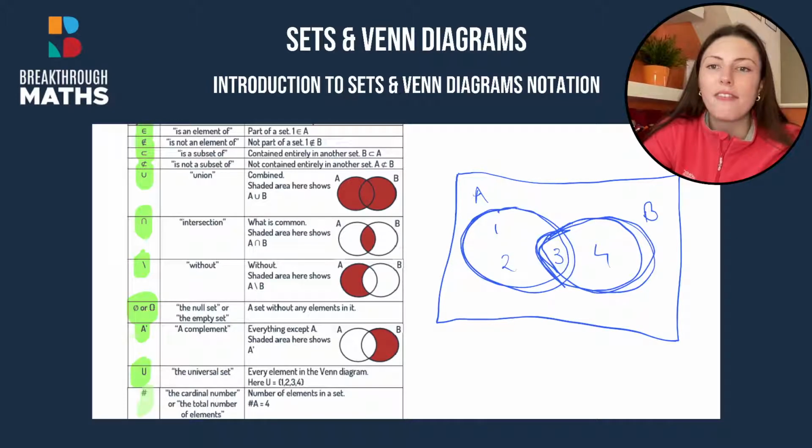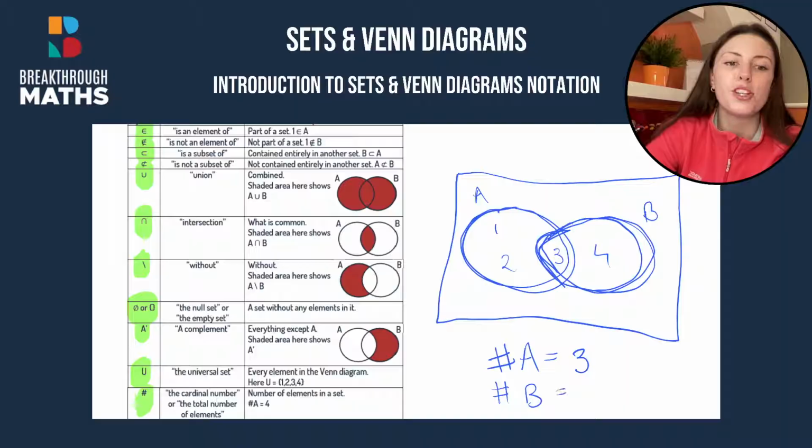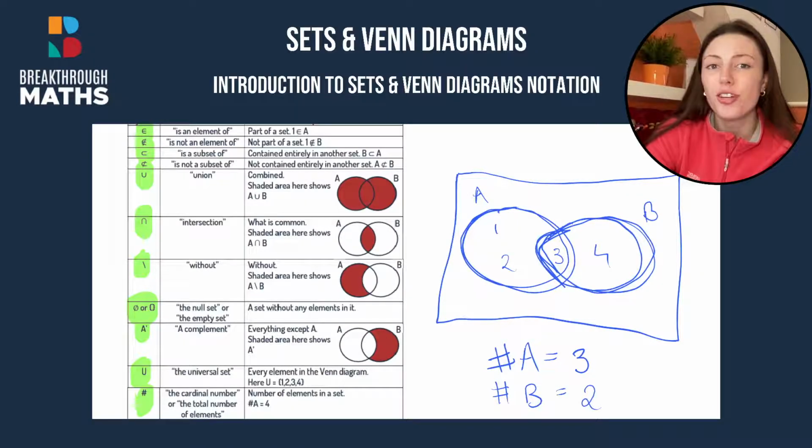And then finally, we have a hashtag symbol, which means cardinal number. And that means the number of elements in the set. So the cardinal number of A would be 3 because there's 1, 2, 3 numbers in it. And the cardinal number of B would be 2 because it has 2 numbers, 3 and 4.